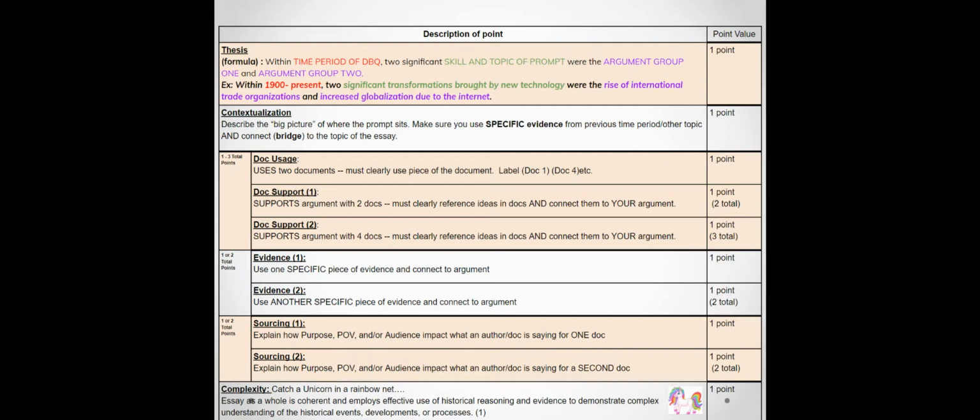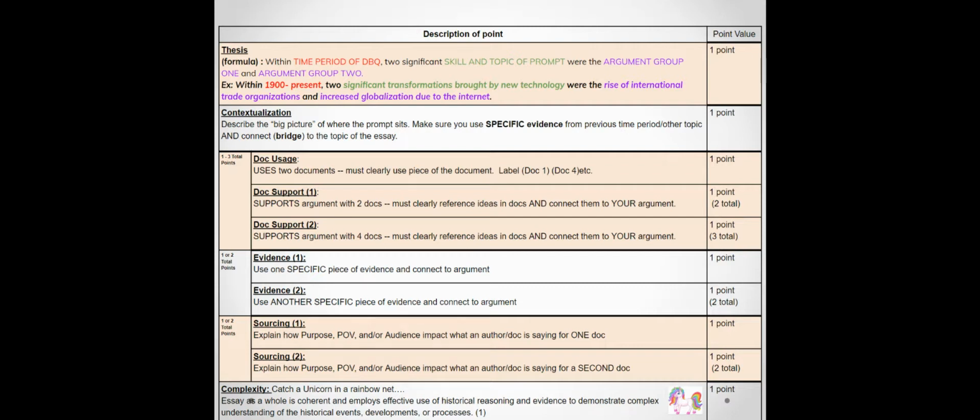Your thesis is so interesting, my automatic thought as the reader is, oh, tell me more. An example, within 1900 to the present, 2 significant transformations brought by new technology were the rise of international trade organizations and increased globalization due to the internet.